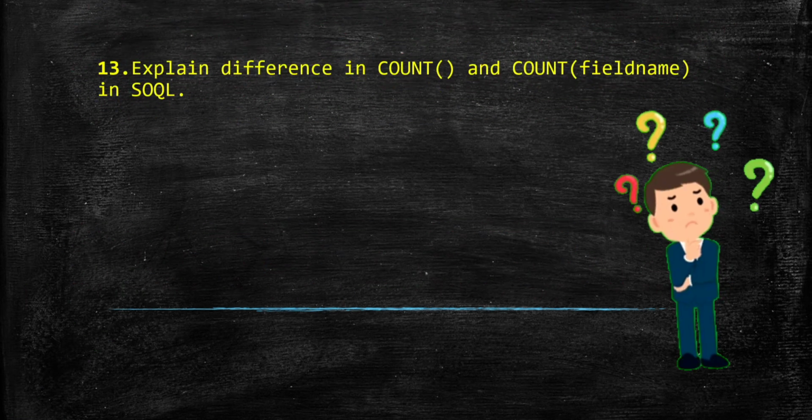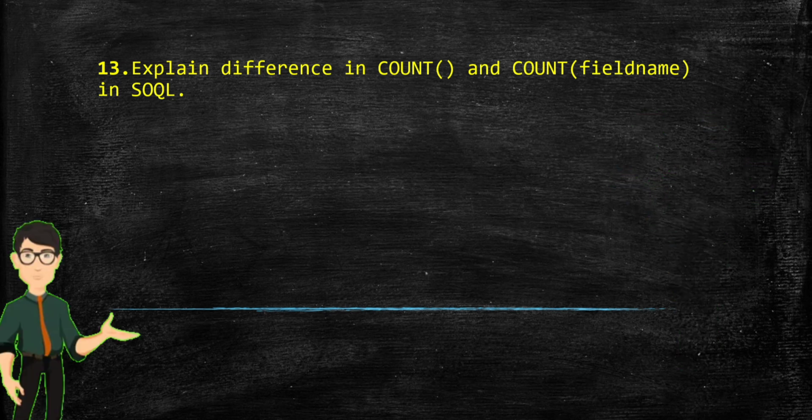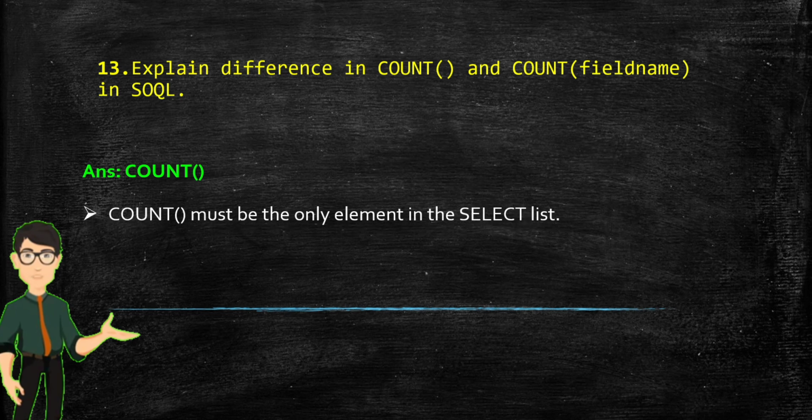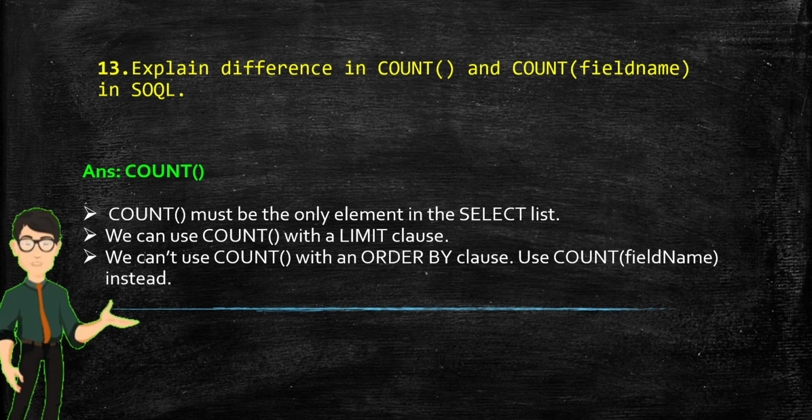Question number 13: explain the difference between count and count field name. In SOQL, the field name is any API field name. The count must be the only element in the select list, and we can use count with a limit clause. We can't use count with an order by clause, so we use count field name instead.